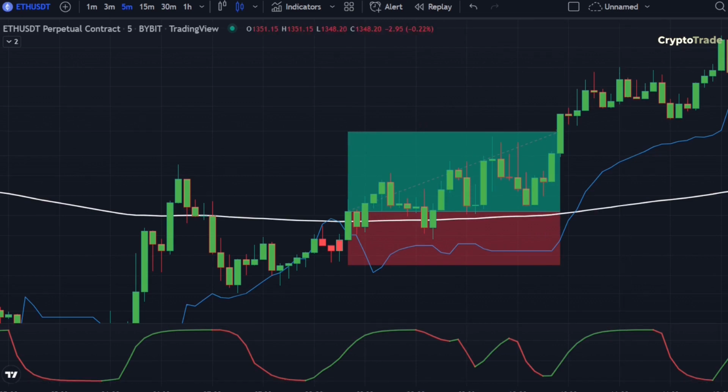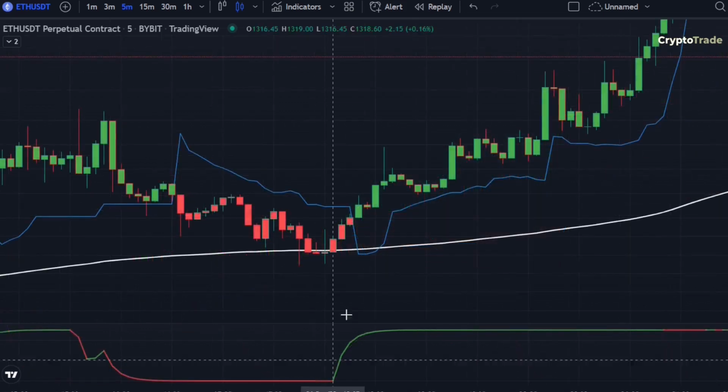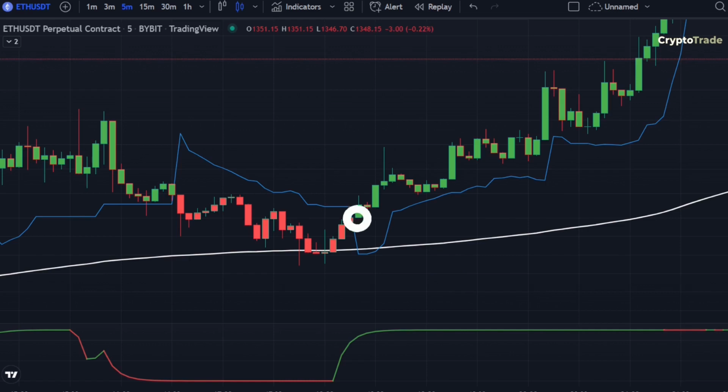Let's look for the next trade. The candles are above the EMA white line. Candles have changed from red to green. The green candle is above the trend trader strategy blue line. The STC indicator is green.